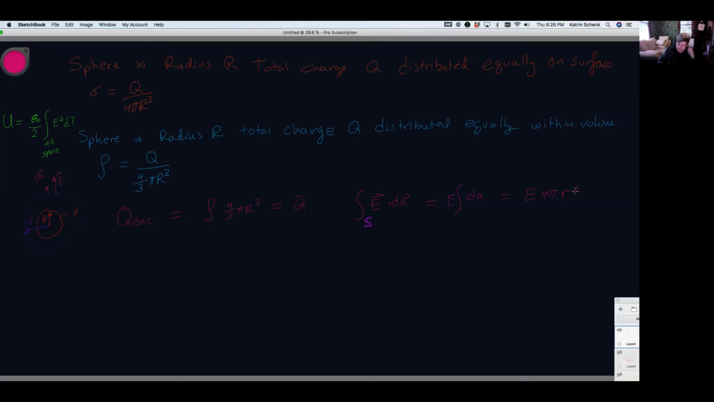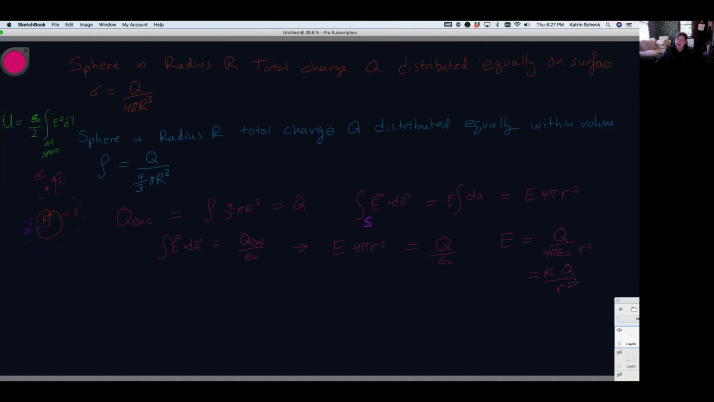Okay, so now putting Gauss's law together, we know that the integral E dot dA is q enclosed over epsilon naught. So putting it all together on this side we have E times 4 pi r squared, and on this side we have q over epsilon naught. So not too surprising, E is q over 4 pi epsilon naught r squared.